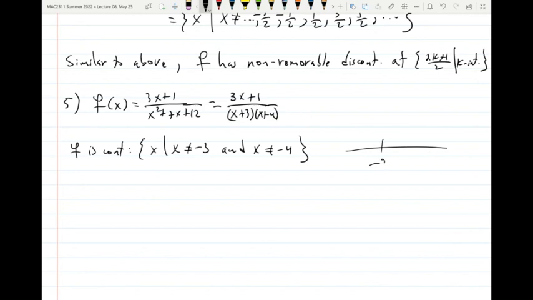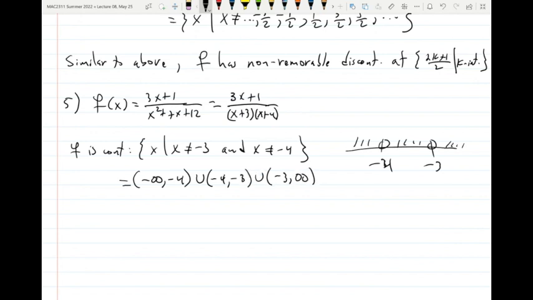And remember, if you want to write in interval notation, we need to write 3 pieces: -infinity to -4, union -4 to -3, union -3 to infinity. That's where it's continuous. And then at the points themselves, both discontinuities are non-removable.